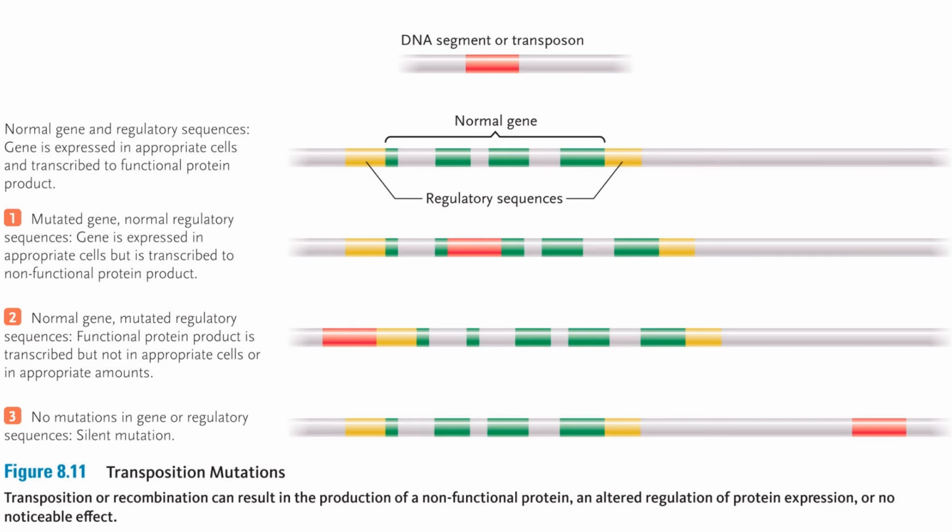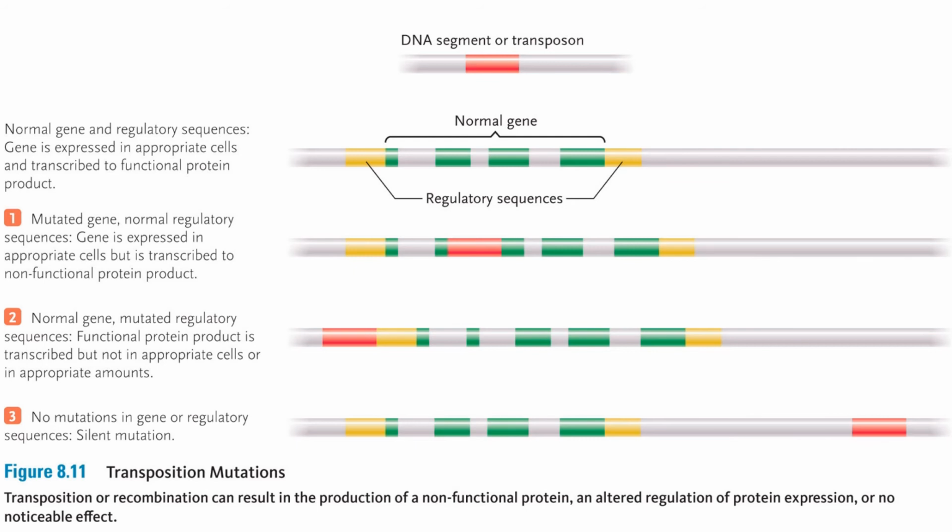Okay, we've just described point mutations, right? Mutations that occur at a specific region of the DNA due to insertion and deletion, or substitution. Now we're looking at recombinant mutations, where we have a segment of the DNA called a transposon that's actually moved to another part of the DNA.